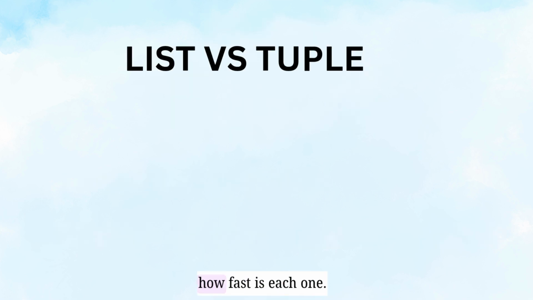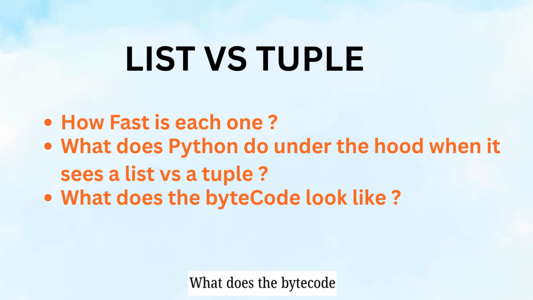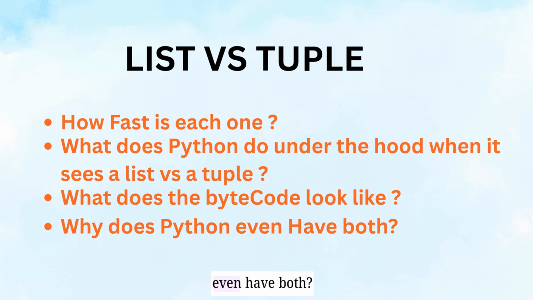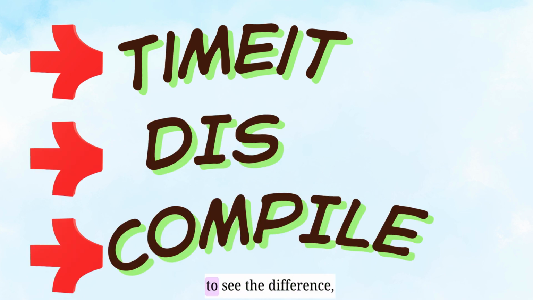I am talking about how fast is each one. What does Python do under the hood when it sees a list versus a tuple? What does the bytecode look like? Why does Python even have both? And we are going to use real tools, timeit, dis, and compile to see the difference, not just hear about it.